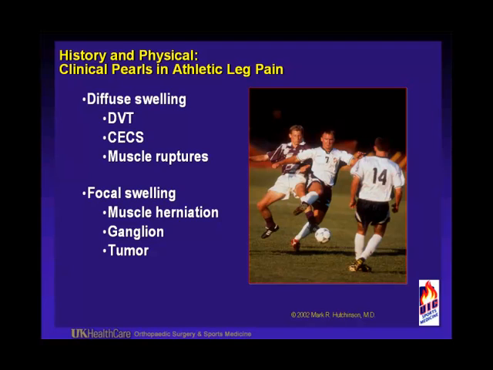History and physical, the pearls: diffuse swelling, deep vein thrombosis. A little less common with diffuse swelling of chronic exertional compartment syndrome. If they have a tendon rupture, such as a gastroc rupture, then you can examine them and determine this based on if it's an Achilles, no plantar flexion. Signs: when you compress the calf, there is no passive plantar flexion of the foot. If there's a focal swelling, not diffuse but more focal, think muscle herniation, ganglion, or tumor.